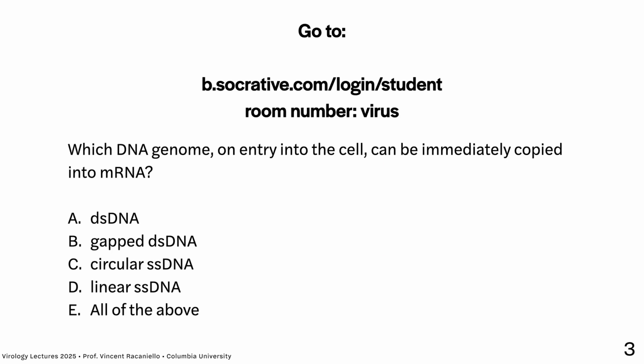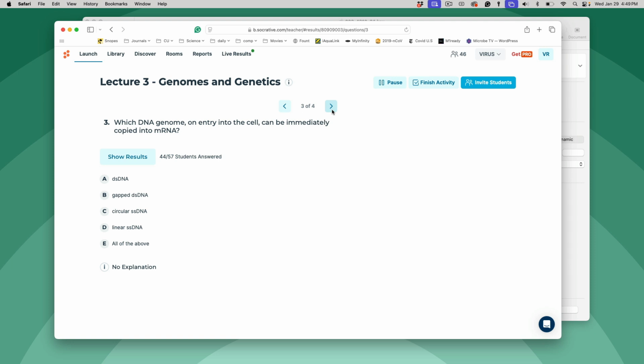Which DNA genome on entry into the cell can be immediately copied into mRNA? Double-stranded DNA, gapped double-stranded DNA, circular single-stranded DNA, linear single-stranded DNA, all of the above. Okay, how did we do?